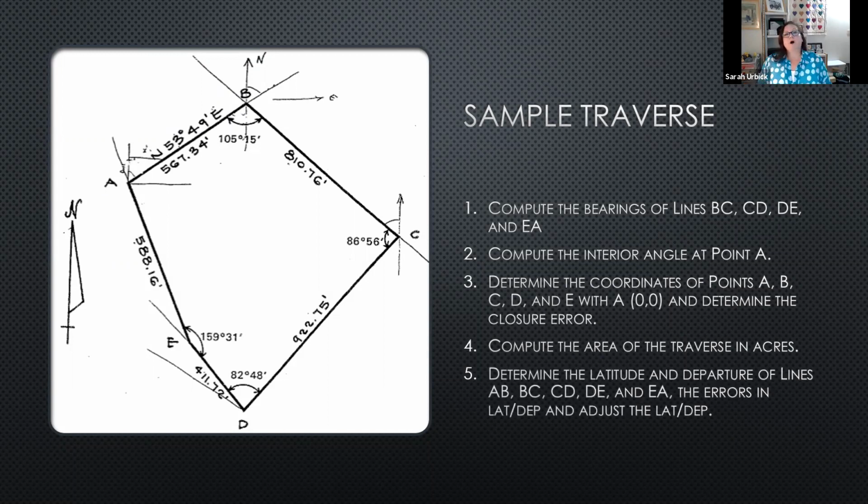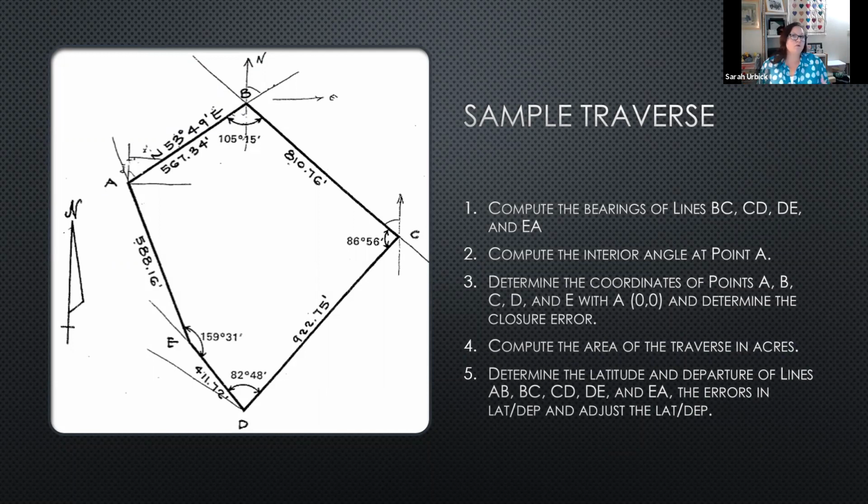The latitude and departure. We didn't get into that. That's part of the reading that you've been assigned. But really that is the variance, the X and Y components. So it all kind of comes together in figuring out the latitude and departure of these lines. We'll end up figuring those out in order to get the coordinates that we're looking for. So it will come full circle.